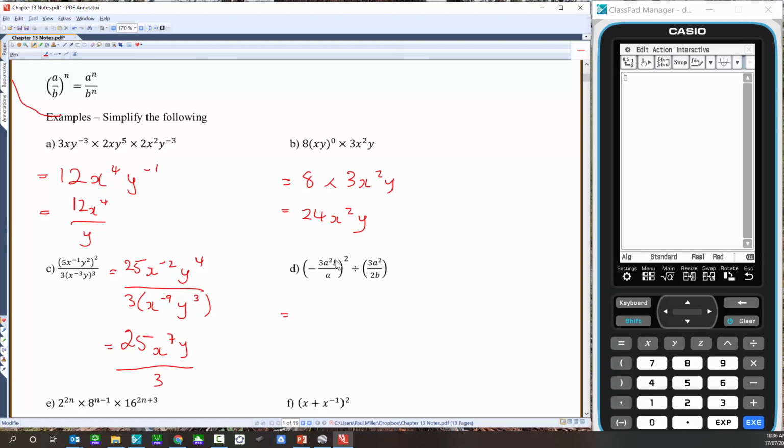Okay, over here we've got one of those power to power rules here, and the contents of this is squared. So this negative here will just disappear because it's going to be negative 1 squared, and that's going to be 1. So I've got 9 a to the 4 b to the 2 over a squared. Over here, I'm just going to write that as divide. In fact, let's skip a step here. Because it's dividing by this fraction here, we're going to straight up multiply by the reciprocal of that, which is 2b over 3a squared.